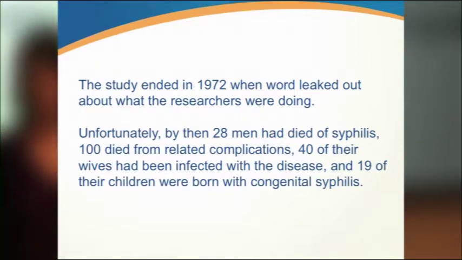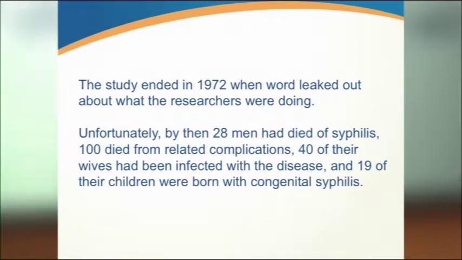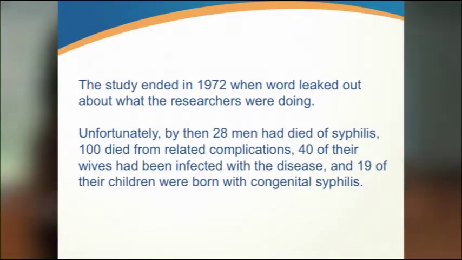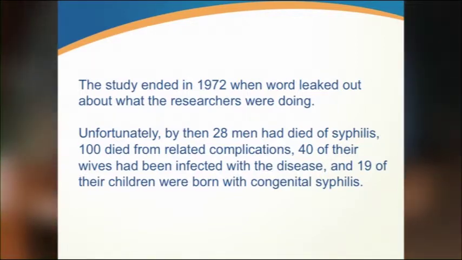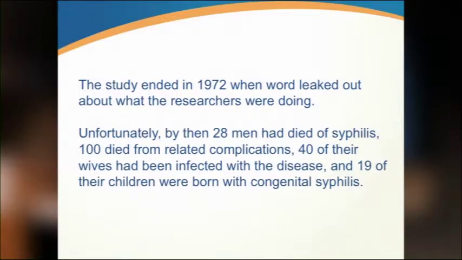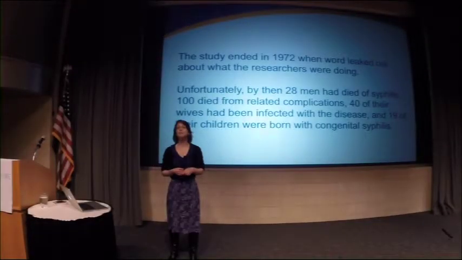But by that time, look at what happened. 28 of the men had died of syphilis. 100 of them had died of related complications. 40 of their wives had been infected by the disease, and 19 of their children were born with congenital syphilis. This is a very good example of how the ends do not justify the means.